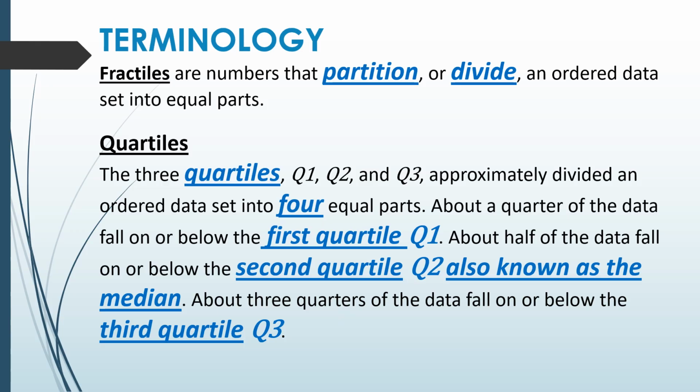About a quarter of the data fall on or below the first quartile, which is Q1. About half the data fall on or below the second quartile, which is Q2, also known as the median. About 3/4 of the data fall on or below the third quartile, Q3.